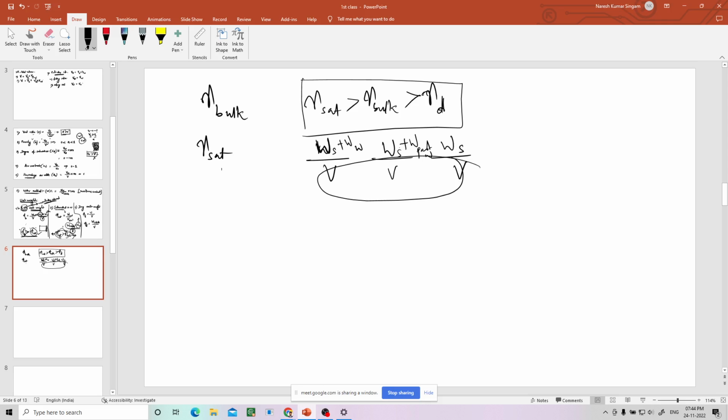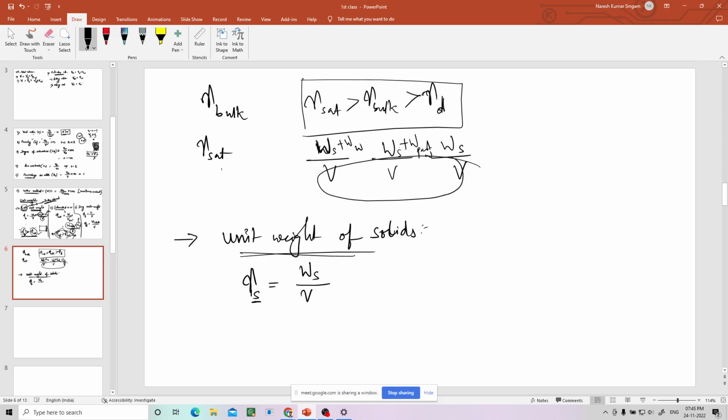The another thing is unit weight of solids, unit weight of only solids, that is denoted by gamma s. See, whenever there is s, that is nothing but solids, only solids. So this is weight of solids by volume of solids.